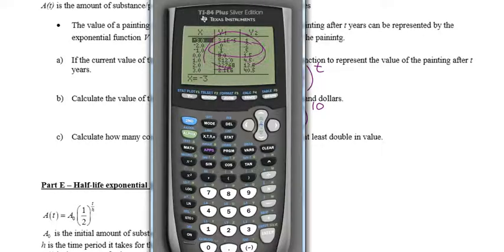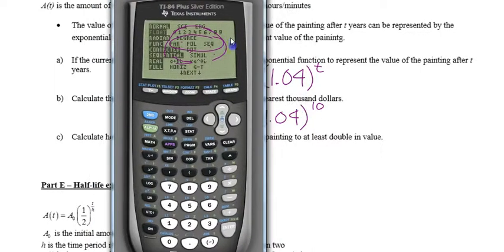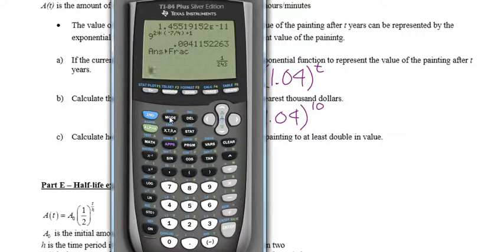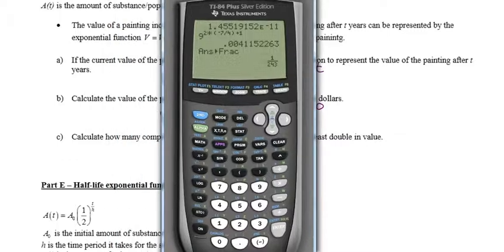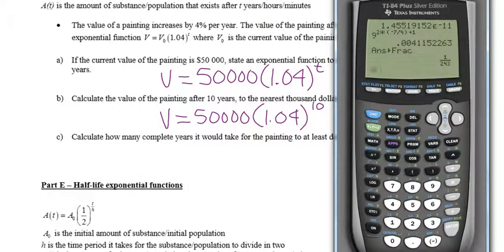Okay, let's go to the calculator. I'm going to go mode, and I'm going back to float. I'm going to erase the little drawing I did on the screen. And we'll quit. So I want 50,000, bracket 1.04, bracket to the power of 10, and hit enter.